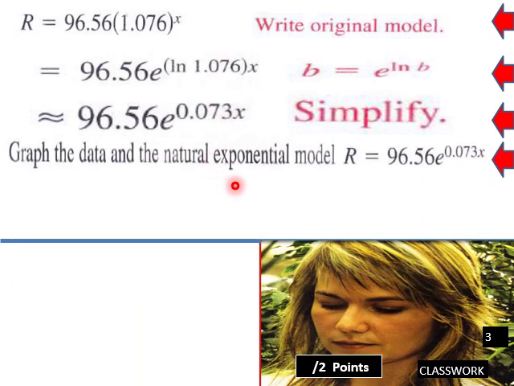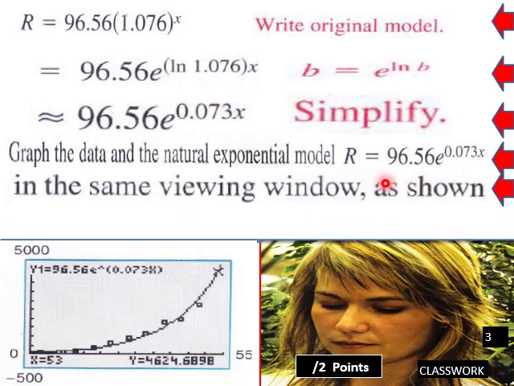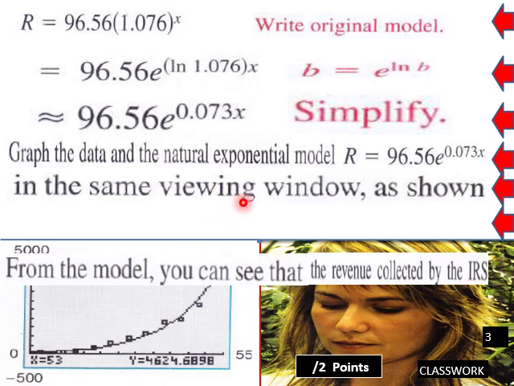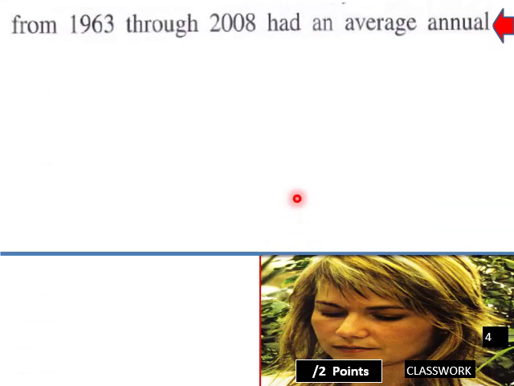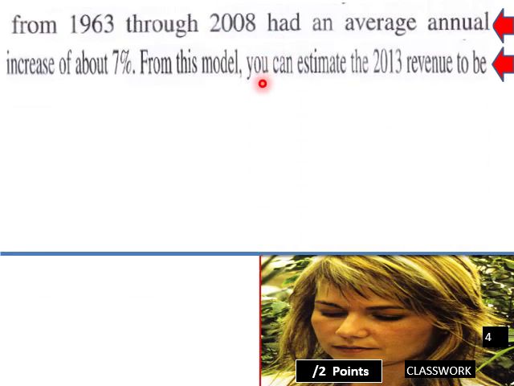So we graph that data in a natural exponential model, y equals 96.56 e to the 0.073x, in the same viewing window as shown here. So here was the original scatter plot, and then here's the natural exponential here. It's pretty close as well. From the model you can see that the revenue collected by the IRS from 63 through 2008 had an average annual increase of about 7%.